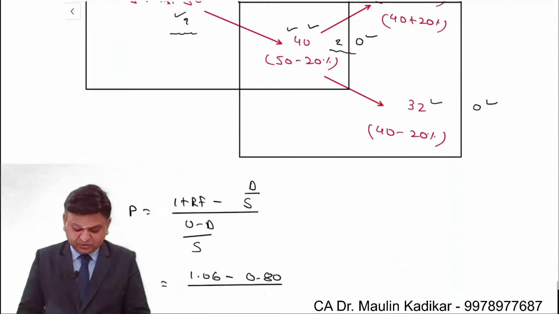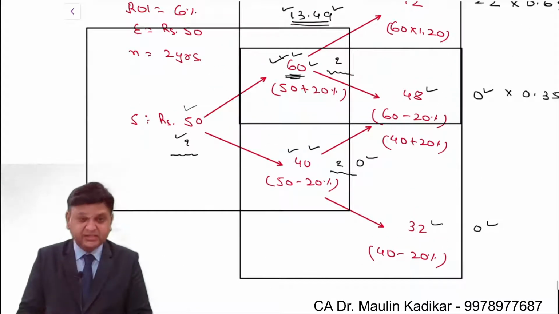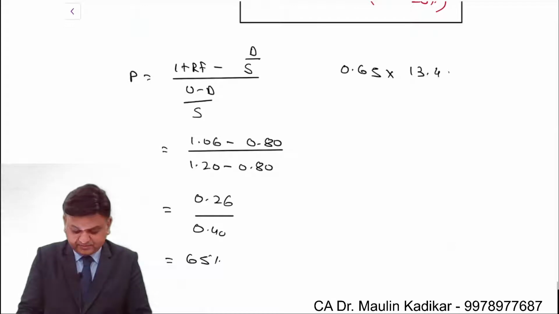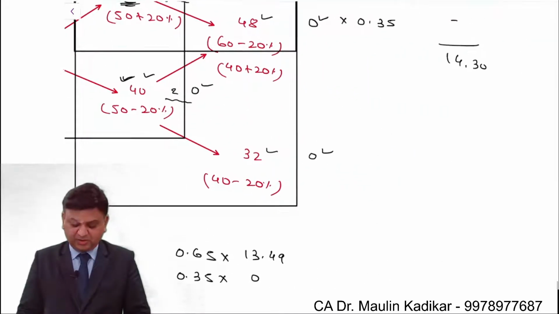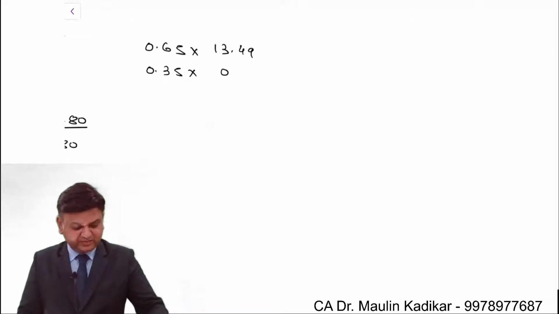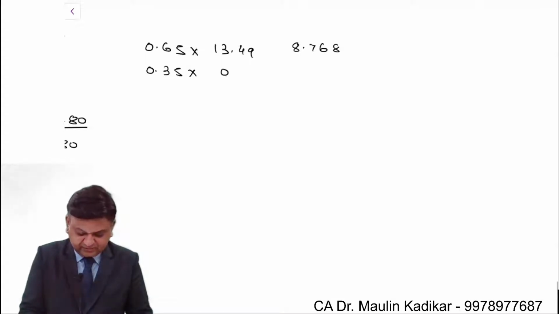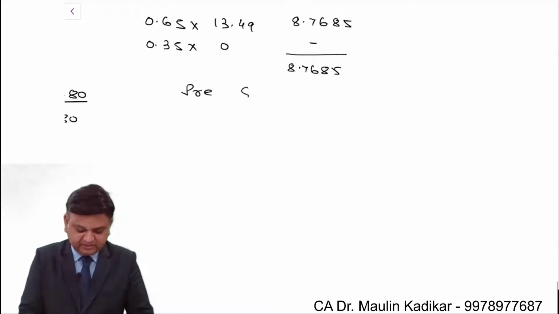What would be the value of the option today? We understand that there are 65% chances that the price increases to 16, and in that case you will receive 13.49, and there are 35% chances that you will not receive anything. Why? Because the price is going to fall down and later on the option is not exercisable. So 65% chances you will get 13.49, so you will get 8.7685. Over here nothing, so 8.7685 divided by 1.06. So we understand that the premium amount is 8.27.